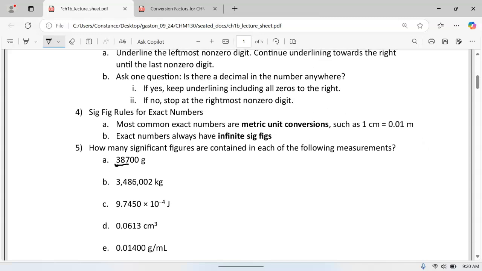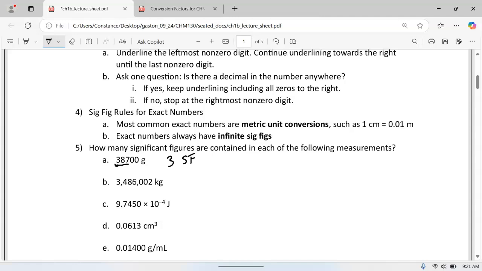And then we have to ask about those zeros. Remember, the question I have to ask: is there a decimal anywhere in that number? Doesn't matter where it's at, but is there a decimal? And I do not see a decimal anywhere in this number. So if no, I'm going to stop at the rightmost non-zero digit, which means I'm going to stop at that 7. I have underlined 1, 2, 3 numbers, which means that I have 3 sig figs in that number, where SF stands for sig figs.